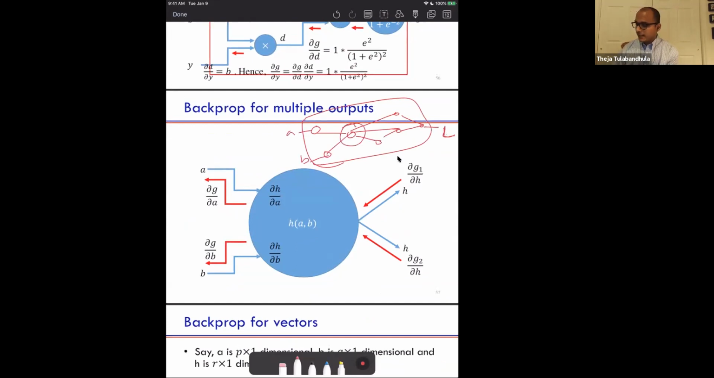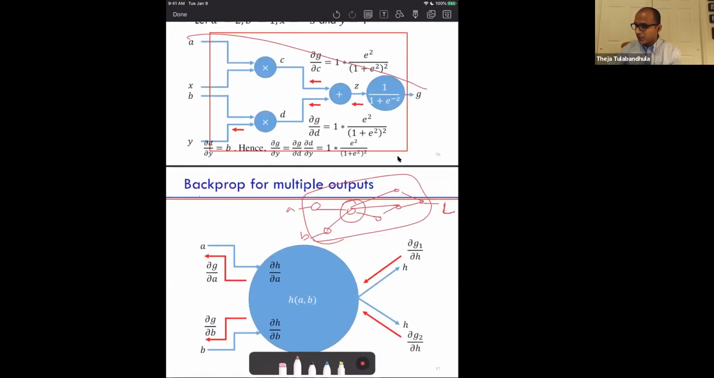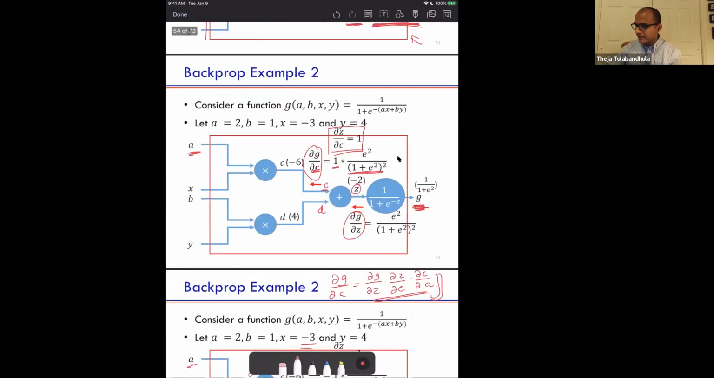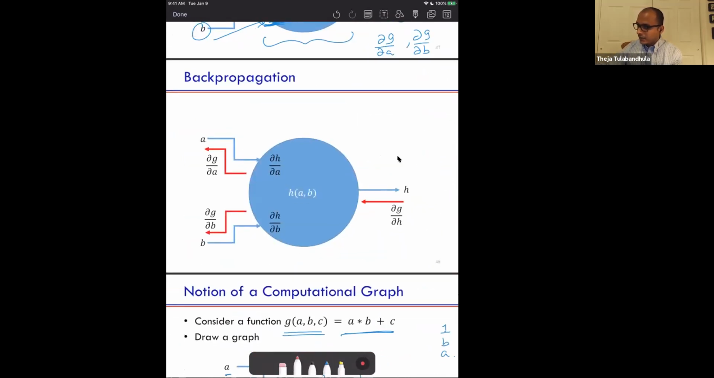That is illustrated, for example, in this slide. The local computation was actually shown in the first slide itself, which is this: whatever the computation node is, as long as you know what is happening in that node, you know the local gradient, which is the gradient of its output with respect to its input. That you can always compute.